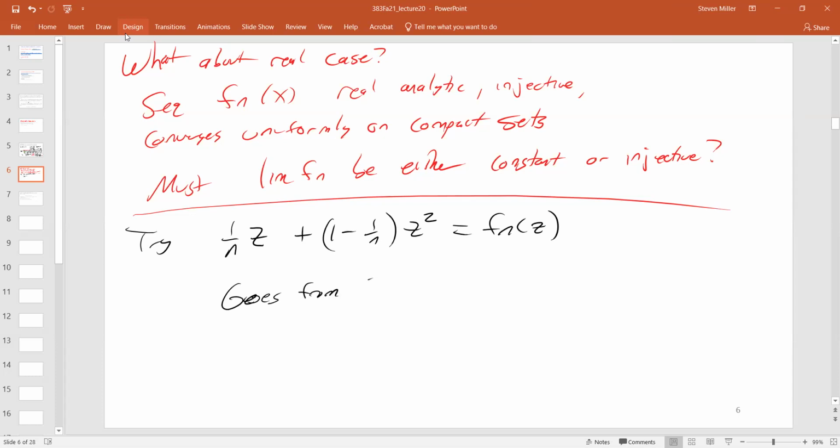It goes from z to z squared. So maybe, but a quick inspection tells me there's no way this can possibly work. Why can't this possibly work? Why don't I even have to do the calculation?